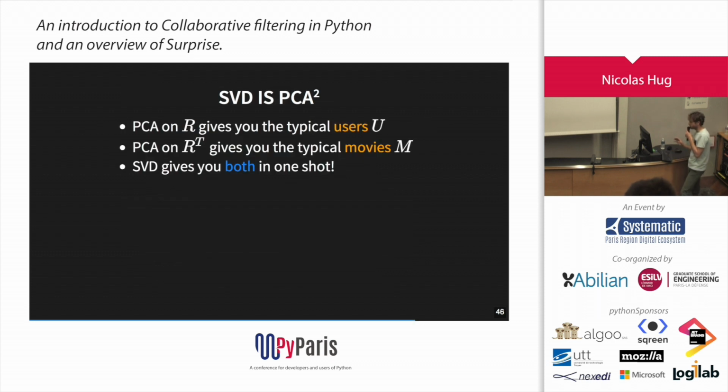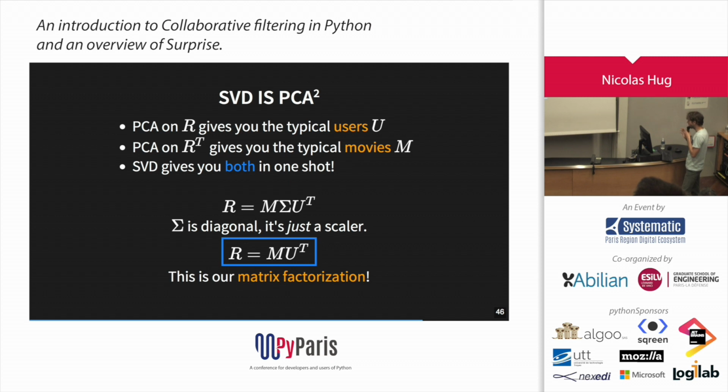And now we can explain what SVD is. SVD is just performing PCA, but 2 times on the rows and on the columns at the same time. In one shot, it will give you the typical users and the typical items, okay? So this is what the matrix factorization looks like. It will give you the typical users in a matrix that we call U. It will give you the typical items in a matrix that we will call M.